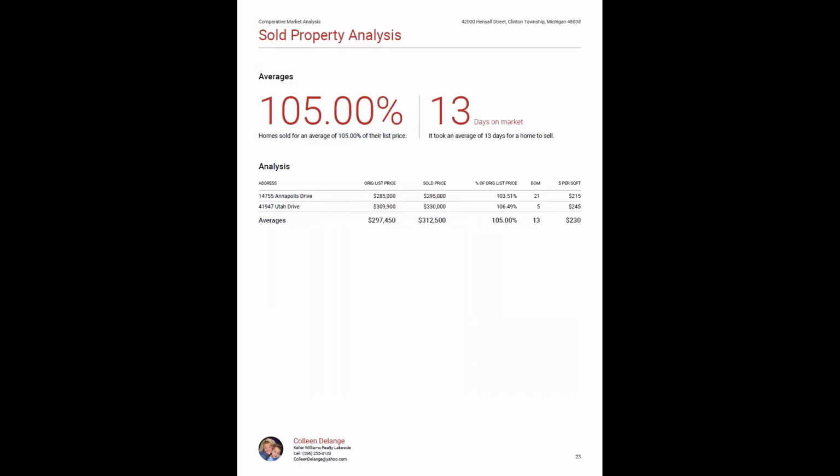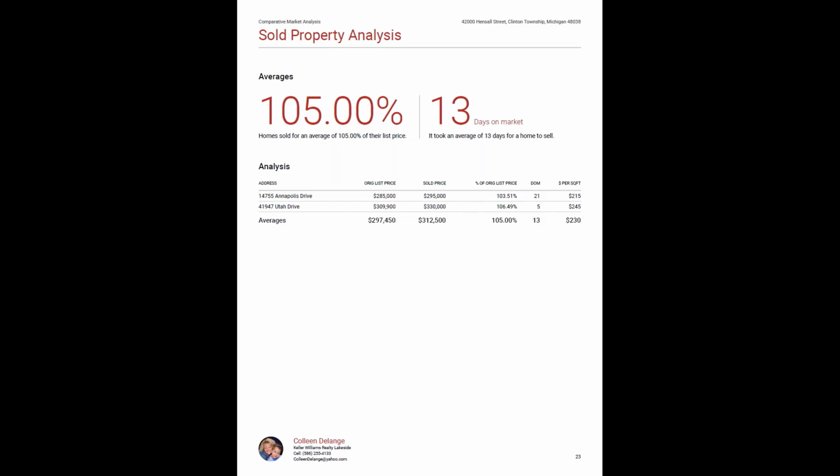All right. I love to also include the sold property analysis. This shows you that right now, so this house is about a mile north of Hall Road in Clinton Township, if you know that area. And this shows that right now, homes in that area are selling for 105% of the list price. Yes, you heard me right. 105% of the list price. And on average, they are taking 13 days on the market to go pending.